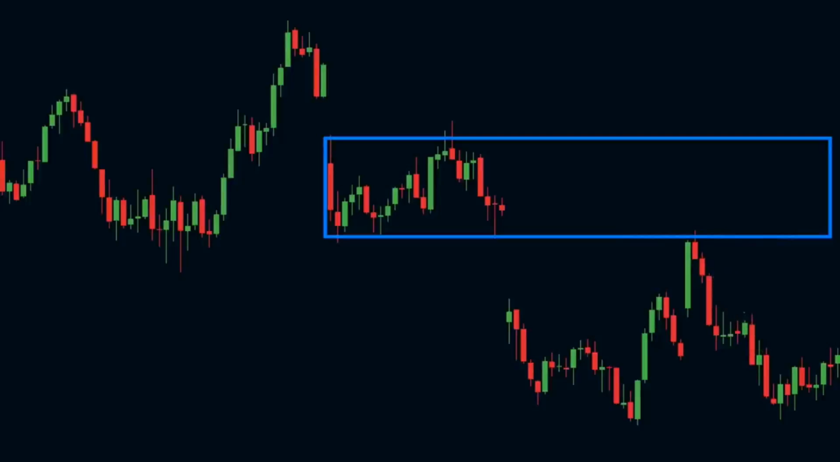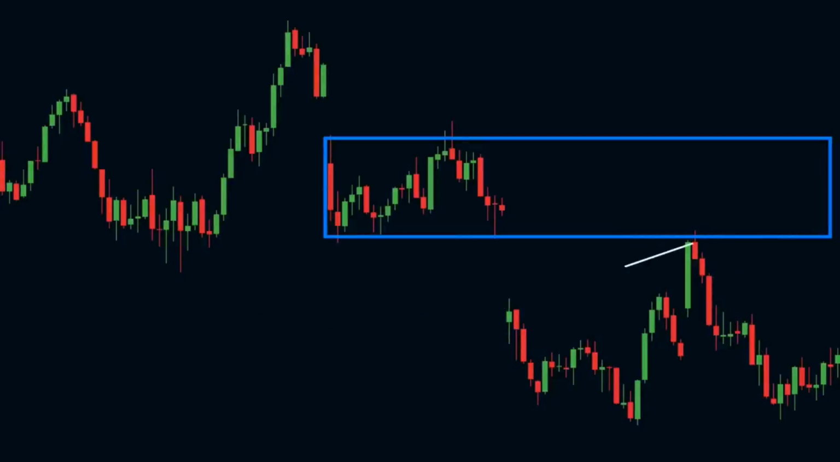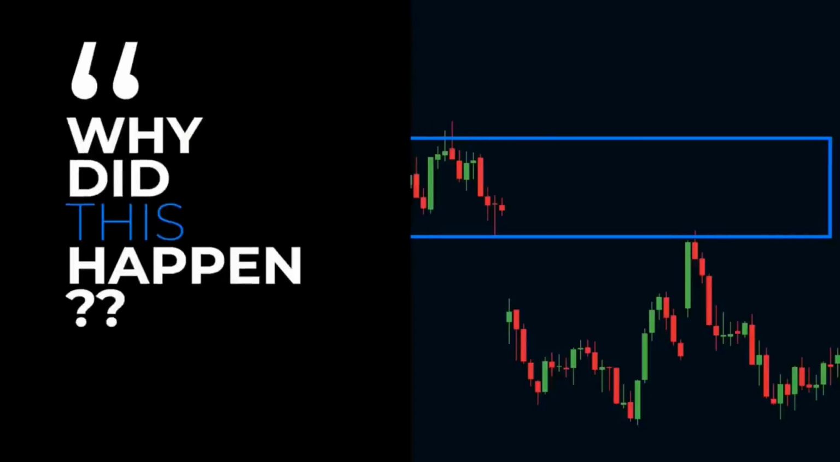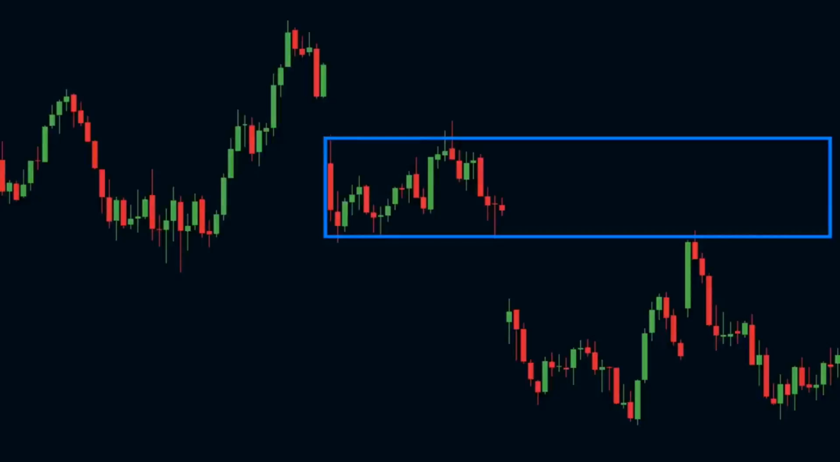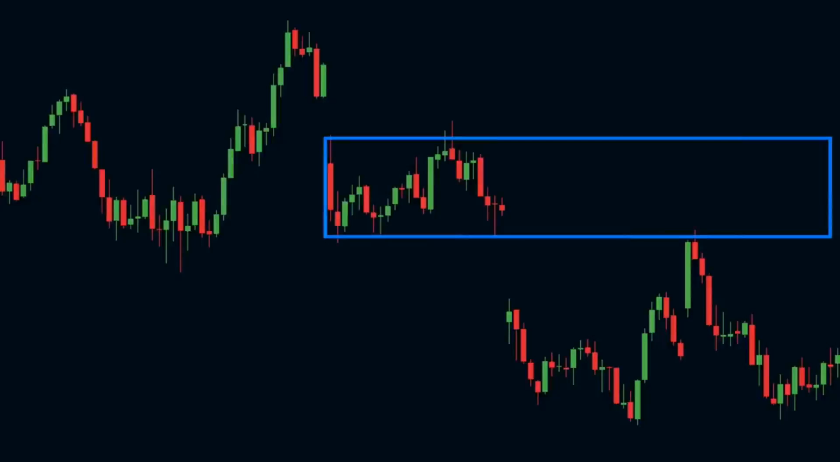The question we ask ourselves is, why did this happen? To understand this concept, we need to think through the minds of buyers and sellers. As I mentioned before, a huge quantity of shares were bought and sold inside this value zone.